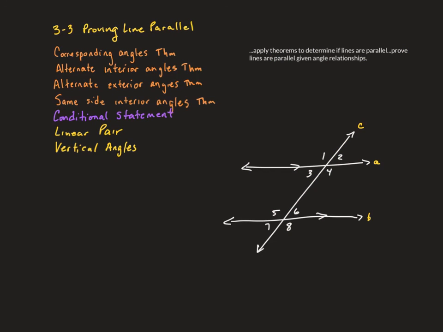So as we are proving lines parallel, those relationships that we previously learned about corresponding angles, alternate interior angles, exterior angles, same sides, conditional statements, all of these definitions keep coming back into play, and we just want to be able to apply theorems to determine if lines are parallel and prove lines are parallel given angle relationships. So there we have it as we move forward, using all of these wonderful relationships, which help us. Why are they wonderful? They help us solve problems.